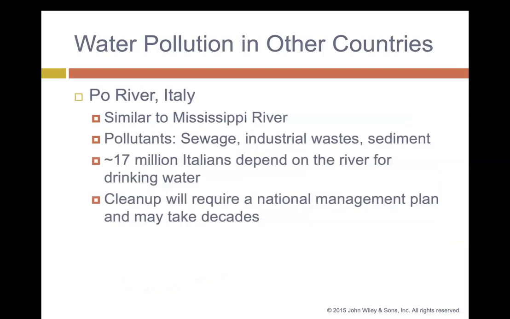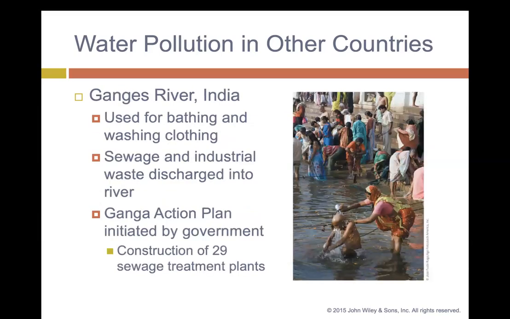In Italy, we have a river similar to the Mississippi River, with lots of pollutants, but about 17 million Italians depend on that river for drinking water. So cleanup will require a huge national management plan, and may take decades. The Ganges River in India is used for bathing and washing clothes, but it's also being dumped with sewage and industrial waste. There was a Ganga Action Plan initiated by the government, which was to construct 29 sewage treatment plants near the river to try to clean some of that water.